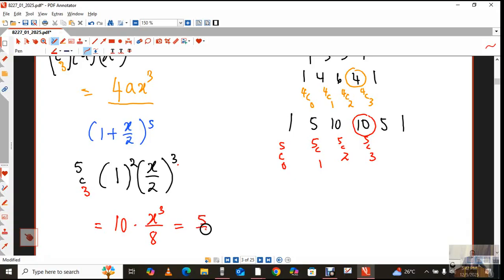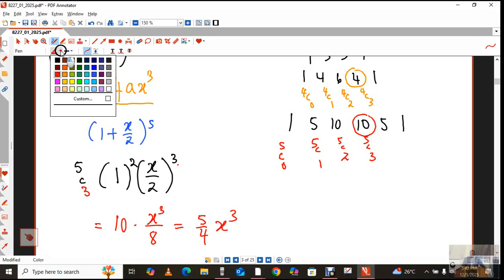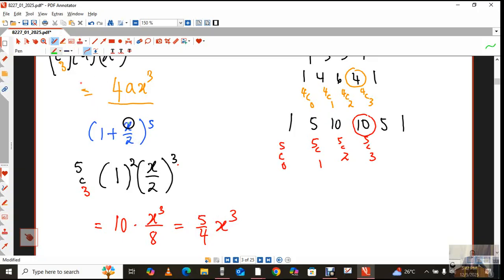So this is 5 over 4 x cubed. Now, I have my two coefficients that I was really interested in that I'm going to use, all right? So that is one way of then looking at it. So what is it that I'm going to do now? So now it becomes really straightforward.